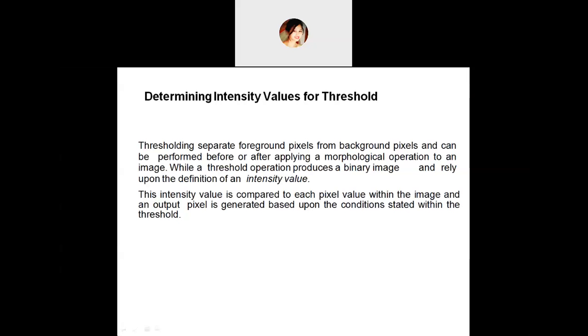Then determining intensity value for threshold. I will ask you, do you remember what is thresholding? If you can remember, even partially, that will do.